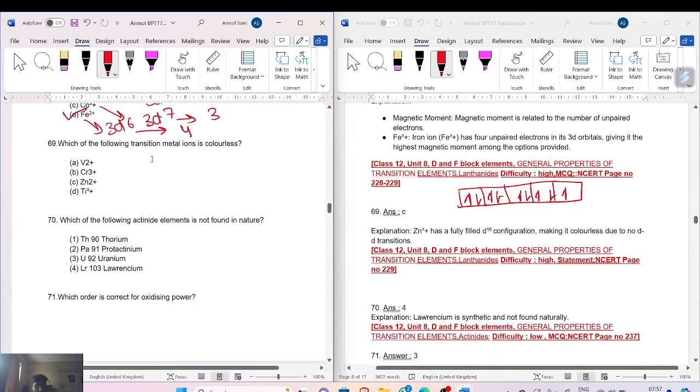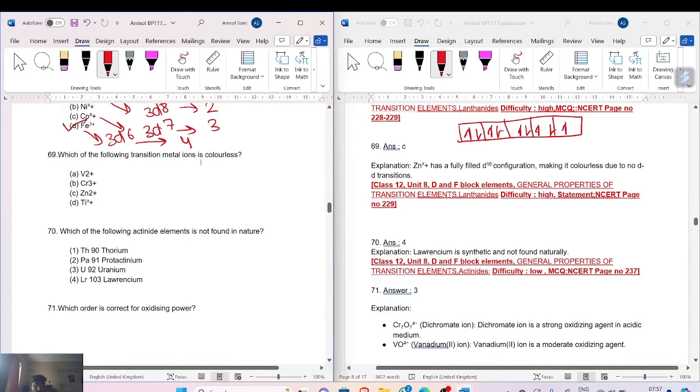So now let's come to question number 69. Which of the following transition metal ions is colorless? We can say the metal ion will be colorless when there is no unpaired electron. When there is no unpaired electron, it can't show d-d transition, and when it can't show d-d transition, there will be no color in the compound.